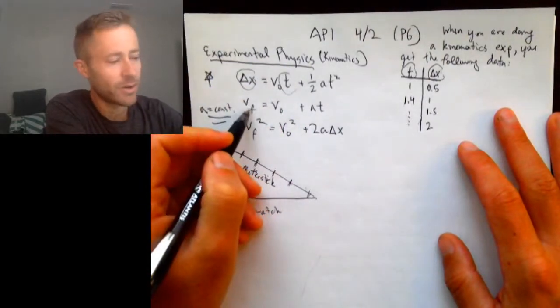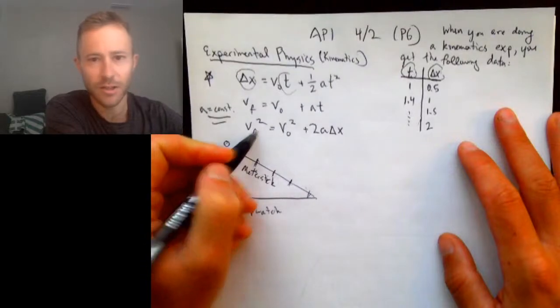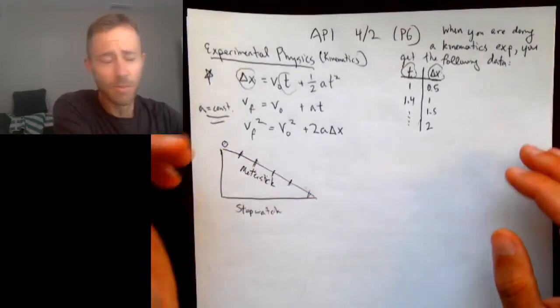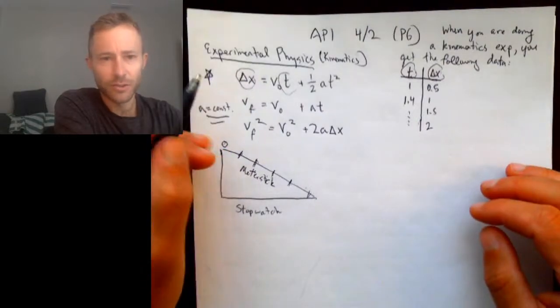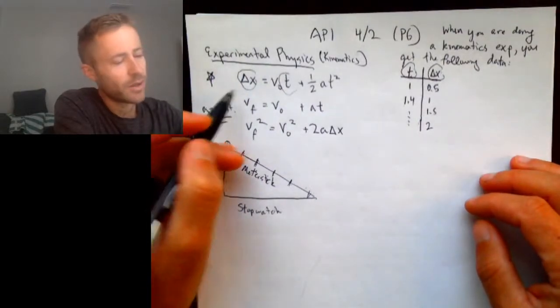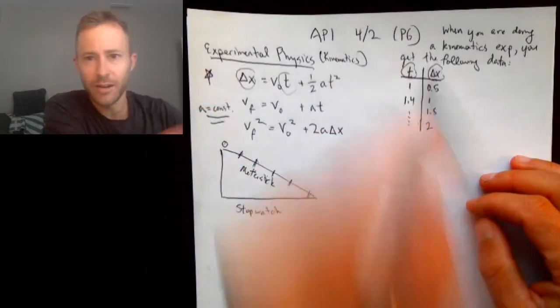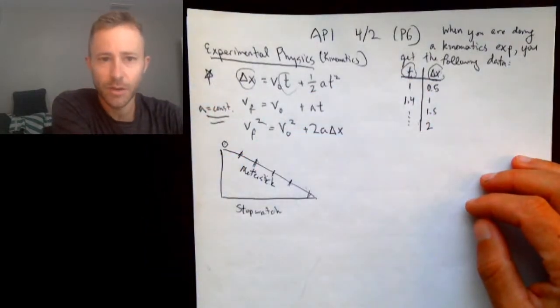This one has velocity and time. This one has velocity and displacement. So this is the equation, excuse me, that matches up with the data that we actually collect. Okay.